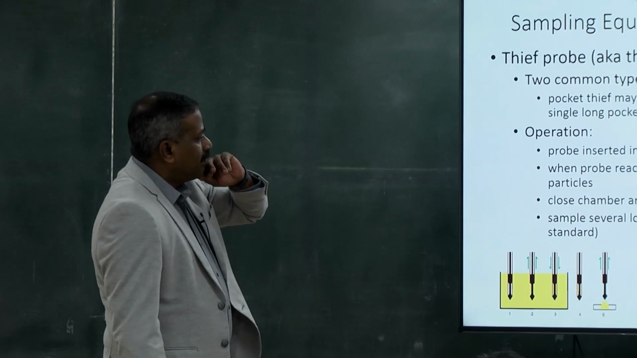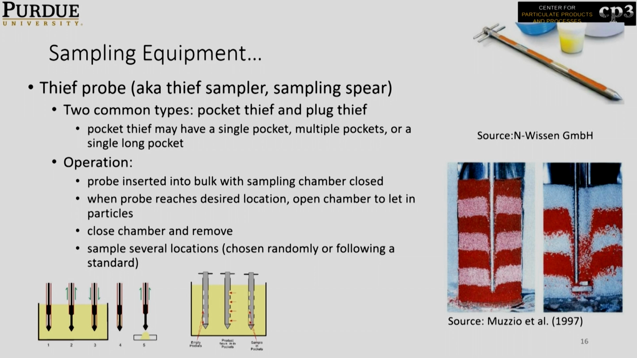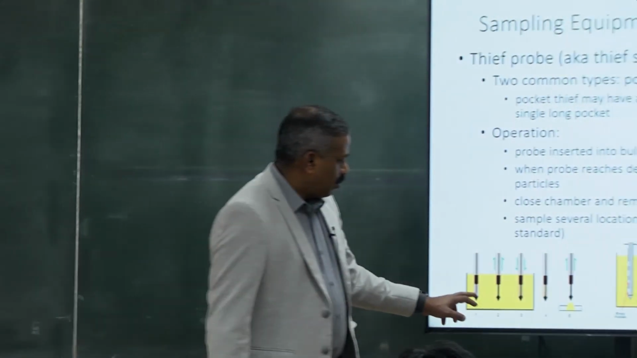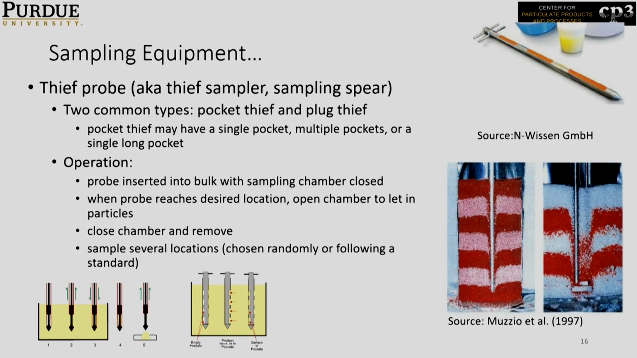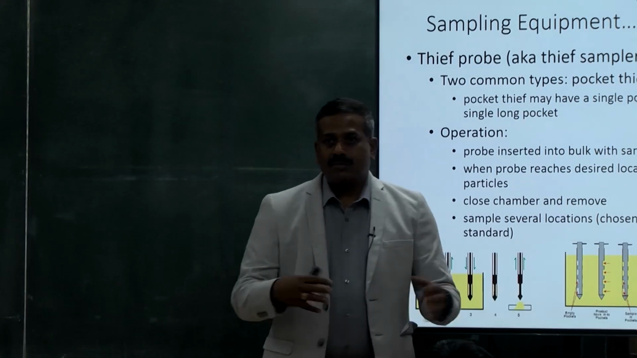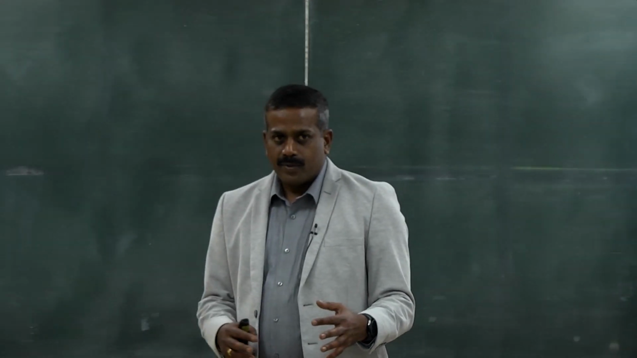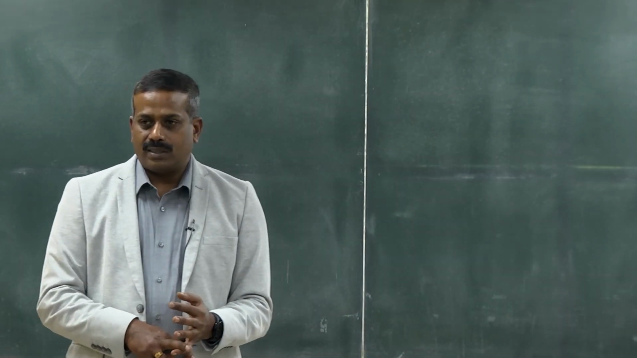Okay. Thief probe, again, it's very common. If you cannot make them flow, if you cannot take a subsample by other means, you can use a thief probe. A thief probe means long probes, either with multiple pockets inside or one simple pocket. Usually the probes will have pockets depending on the type of powder and the orientation where you want to sample. So you collect samples from the ideal location or from multiple locations, then mix them together and then subsample.